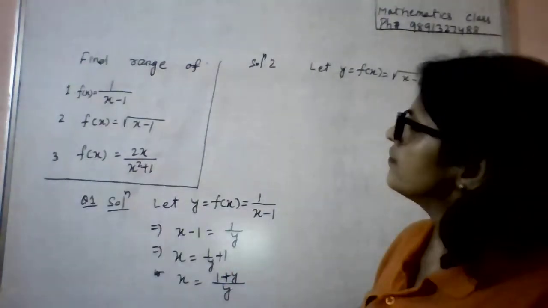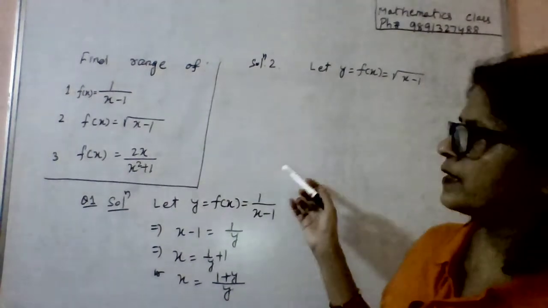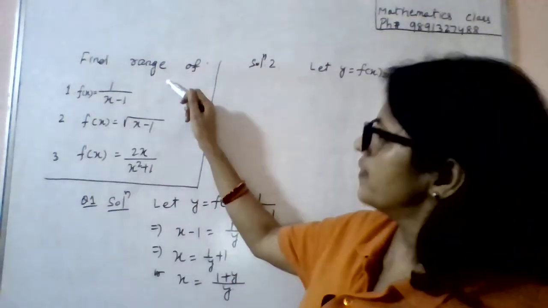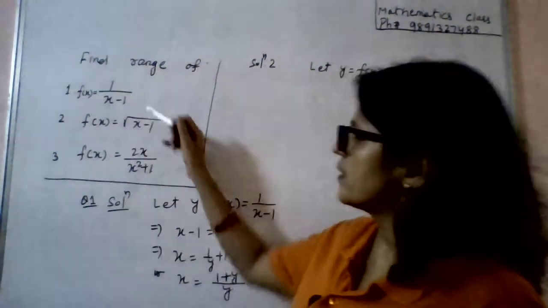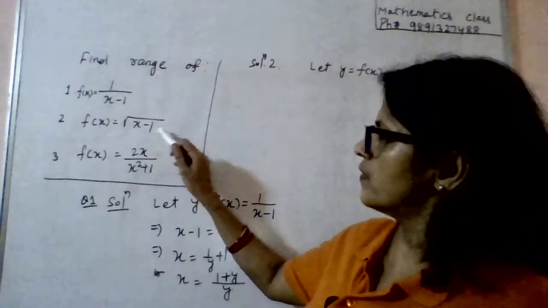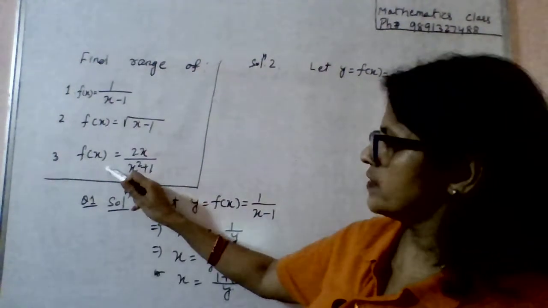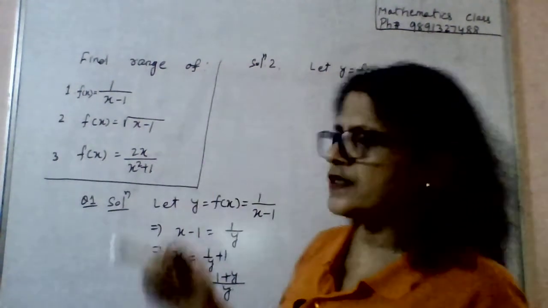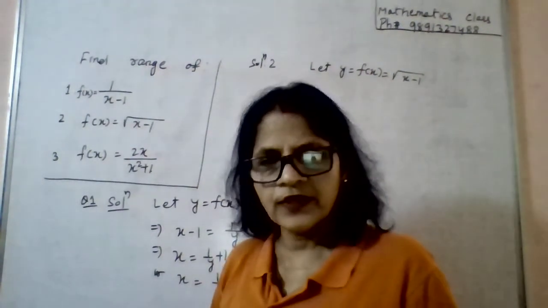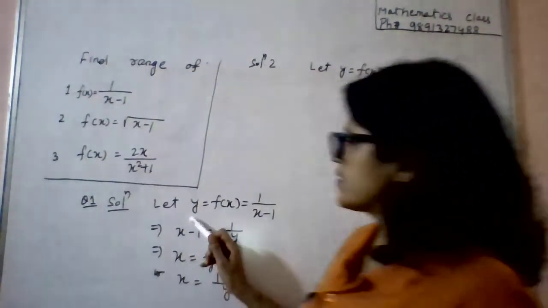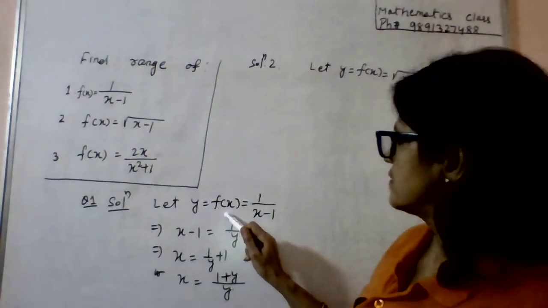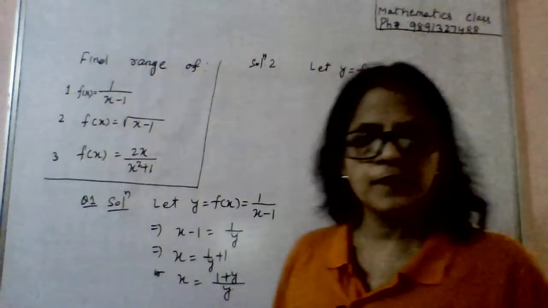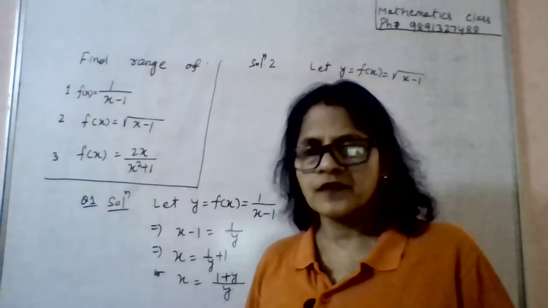For these three functions we have already got the domain of the function. So now the same examples I am taking. Find the range of f(x) equal to 1 by x minus 1, f(x) equal to under root x minus 1, and f(x) equal to 2x by x square plus 1. To start with the first question, to get the range of the function we need 3 steps. First step, let's write y equal to f(x), that is equal to 1 by x minus 1. Step 2 is express x in terms of y.